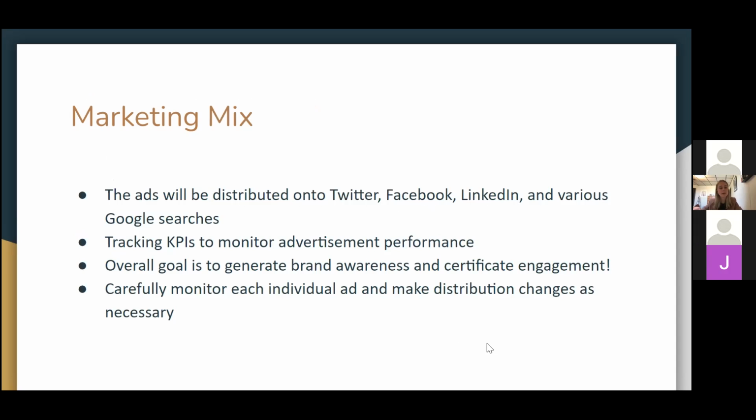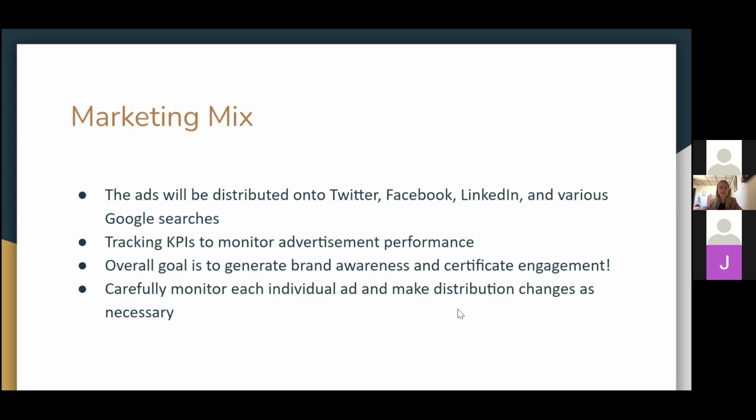So moving into the marketing mix, in terms of distribution, the advertisements will be distributed onto Twitter, Facebook, LinkedIn, and various Google searches regarding social media questions and searches about other marketing certifications to keep promoting NISM and their certificate. While these ads are running, it's essential to monitor the KPIs to measure the ads' performance. We propose to track KPIs such as the number of clicks onto the site directly from the advertisements, the number of certifications completed throughout the campaign, and the number of PDF handbook downloads during the campaign.